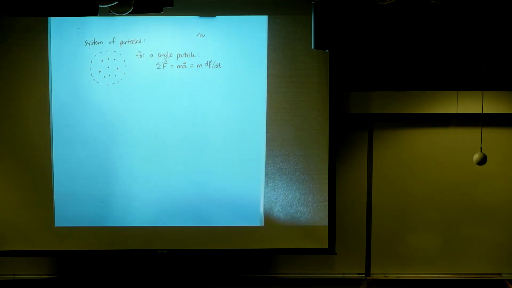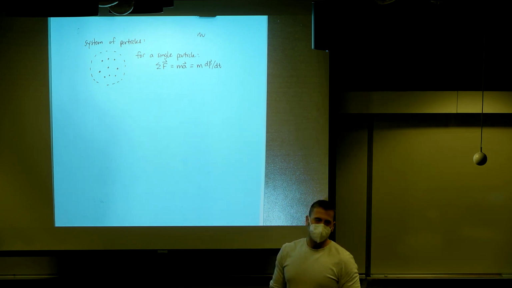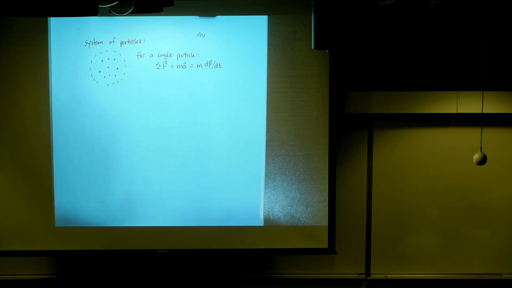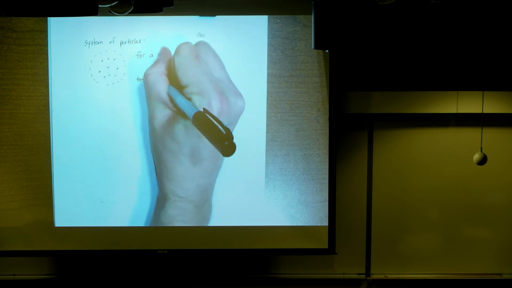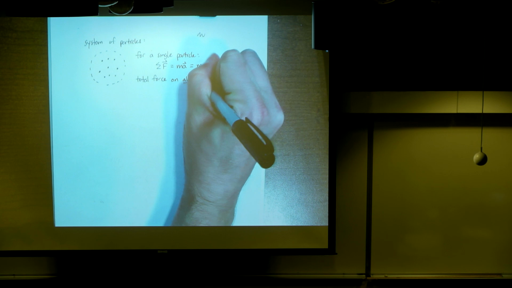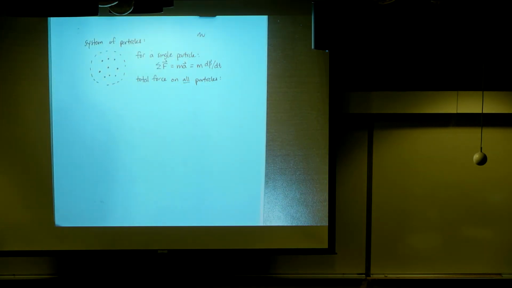So that's applying to each particle individually, right? The net force on that particle equals dp dt. So what we can do with that is write some kind of expression for the total force on all particles. Okay, so this is how that's going to work.